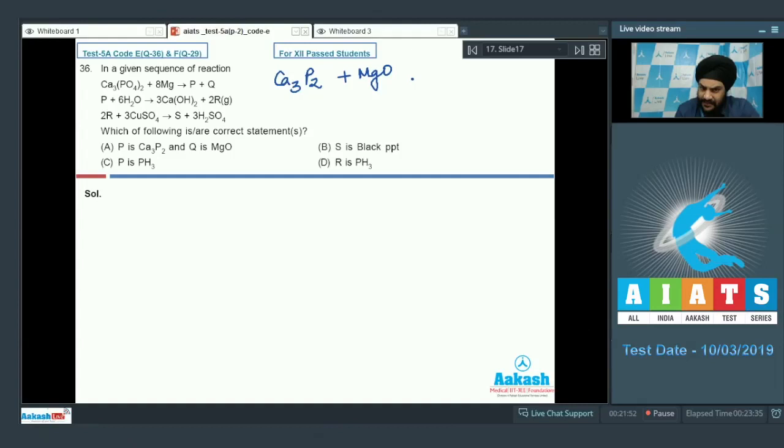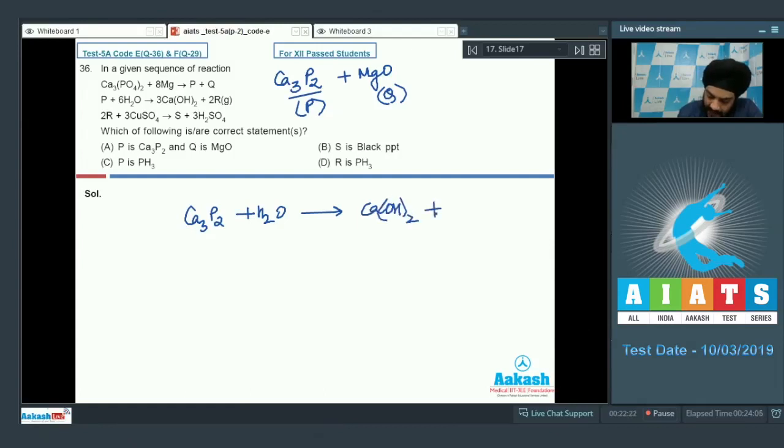Now if you look at the second reaction, we have P plus H2O giving us calcium hydroxide and R. So students, we can clearly see that P is the compound which contains calcium. So calcium phosphide has to be the compound P and MgO has to be the compound Q. Now it is given to us that calcium phosphide reacts with water. We are not concerned with the balancing here. The calcium phosphide will undergo hydrolysis, giving us calcium hydroxide along with the liberation of phosphine gas. So PH3 will be produced, and PH3 is the gaseous R which is mentioned in the question.